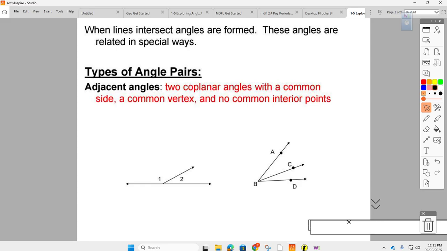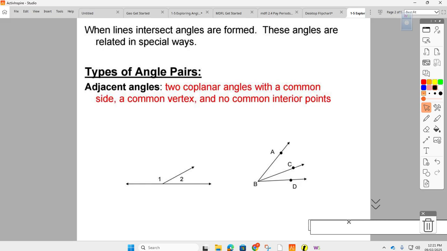Can we see here? We're writing this stuff down. Common means they have the same, right? They share a side, and they share the same vertex. So common side, common vertex, and they have no common interior point. Remember, interior is inside the angle, so it's in between the two rays that make the angle. It can't be on the exterior or the outside.